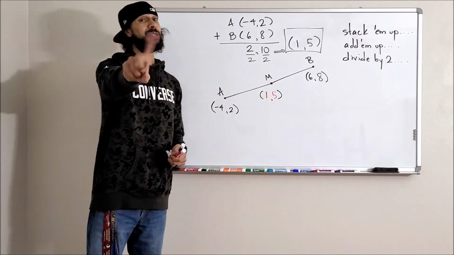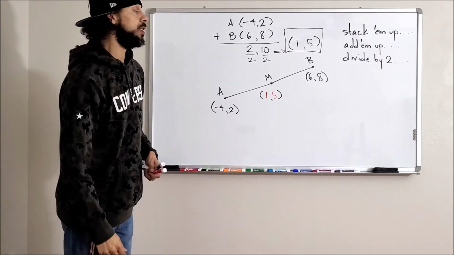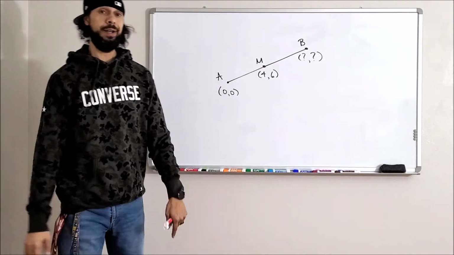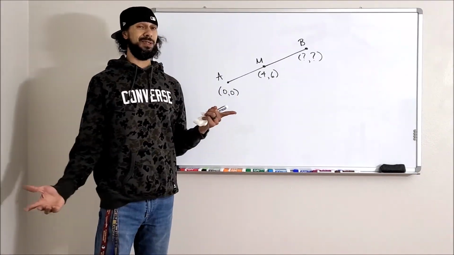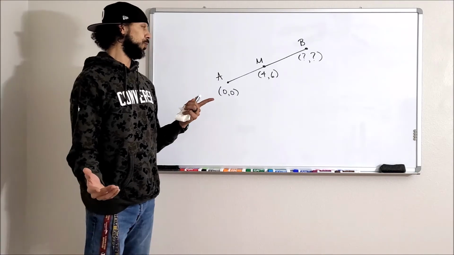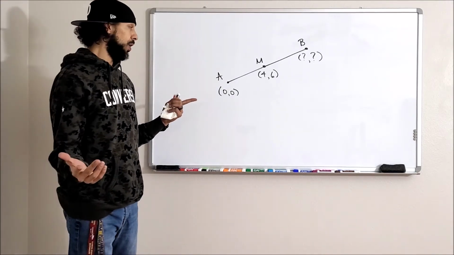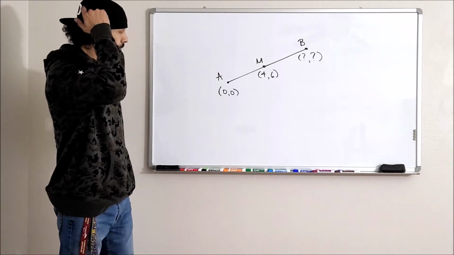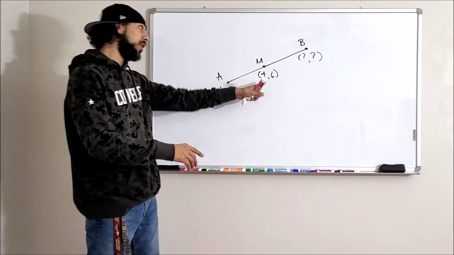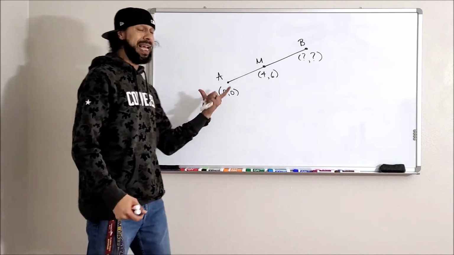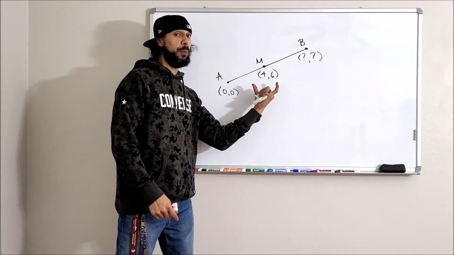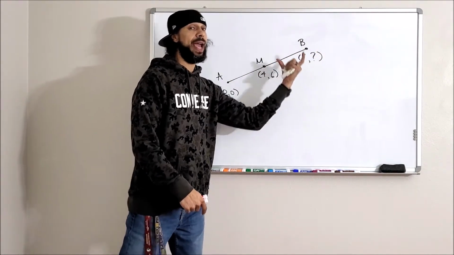All right, it's not always going to be that easy. Let's kick it up a notch. This doesn't look too much more difficult. What's the difference here? Look, they gave us the midpoint this time. So we have one endpoint, we have the midpoint, and we need to find the other endpoint.